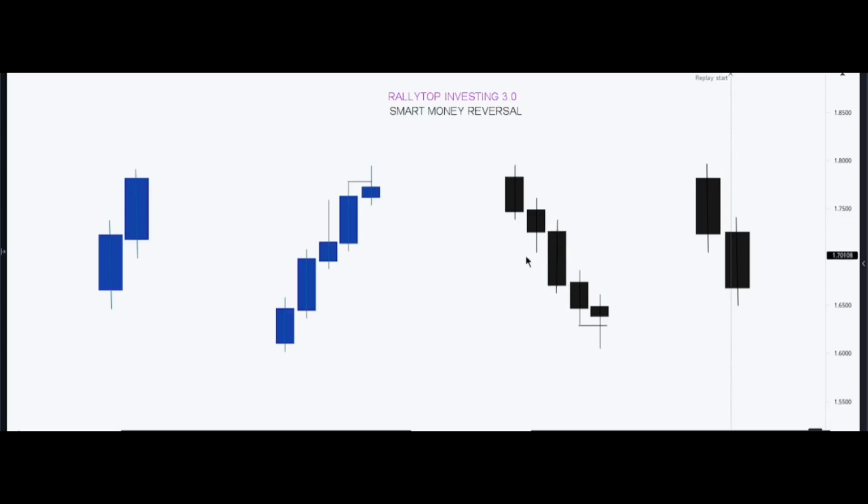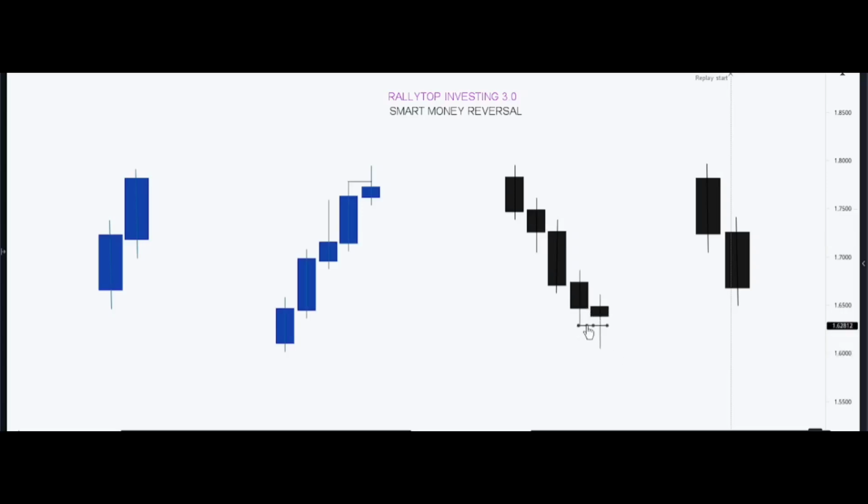Third day, it closed below the low. Fourth day, it closed below the low. Fifth day, look at what happened. Price failed to close below the low to continue with this downtrend. Rather, price took out the previous day's low with a candle wick.